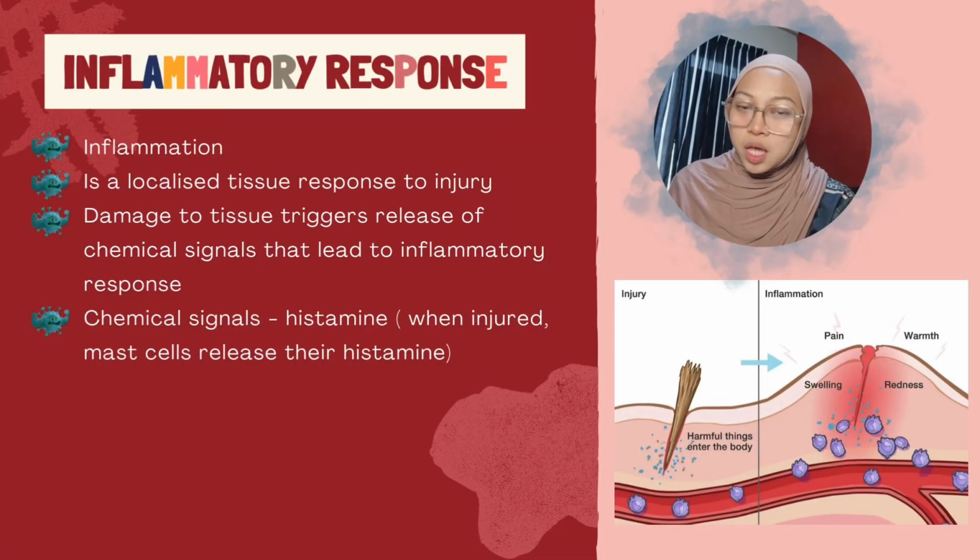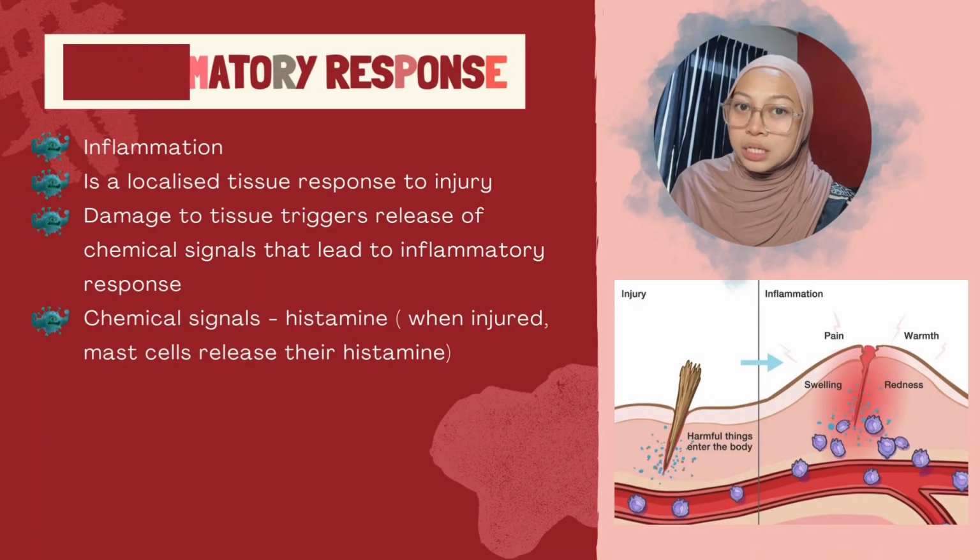The inflammatory response, specifically when injured. Firstly, inflammation is a localized tissue response to injury. Thirdly, damage to tissue triggers the release of chemical signals that lead to the inflammatory response. Lastly, the chemical signal histamine is released when tissue is injured.